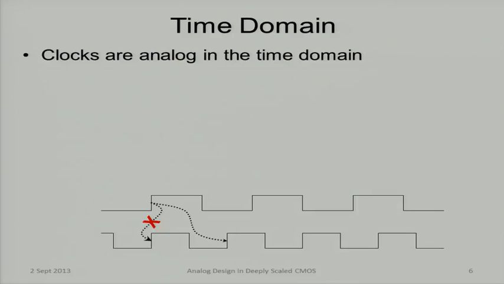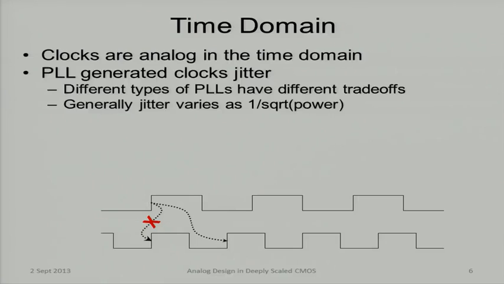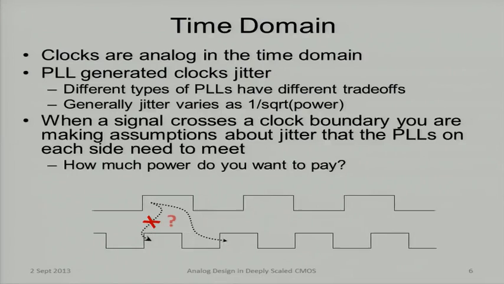So, I want to talk about clocks as being analog, because clocks, they're all ones and zeros, looks kind of digital. But the reality is they're analog in the time domain, and we have to worry about this because PLL-generated clocks do not deliver very precise timings in the way we would like them to be. They jitter, the edges move around, and in general, you can control that. But it costs you power to place the edges more accurately. And as a general rule, nobody wants to spend power. So you want to place the edges as precisely as you need to and no more precisely because you don't want to spend that power.